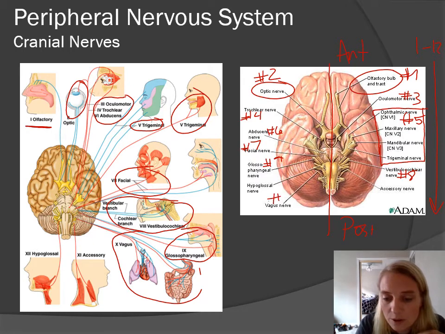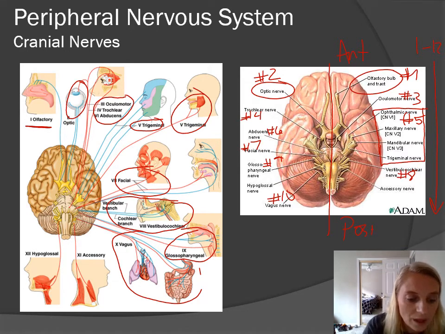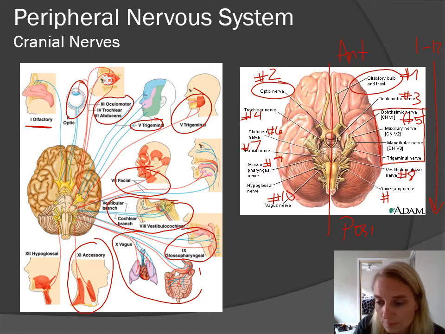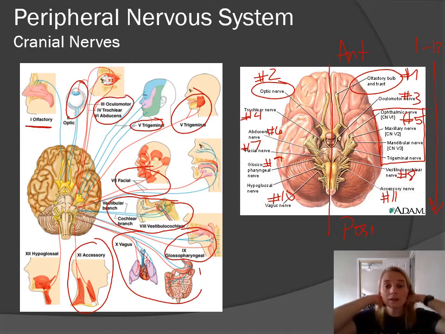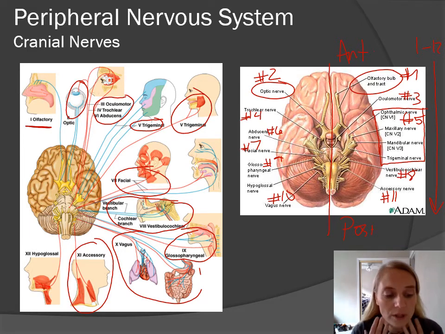So vagus is our number 10. That sends a ton of information and control down to your thoracic cavity, your digestive viscera, and your abdominal pelvic cavity. It's a big one. Number 11 is accessory. Over here on this diagram. Accessory mainly goes to some muscles in your neck. If you are learning your muscles, sternocleidomastoid and trapezius muscle of your neck.